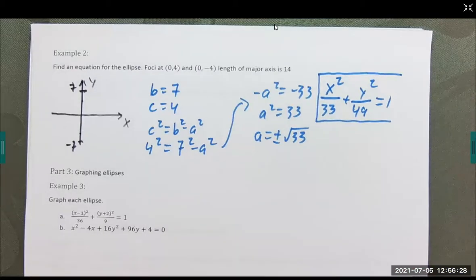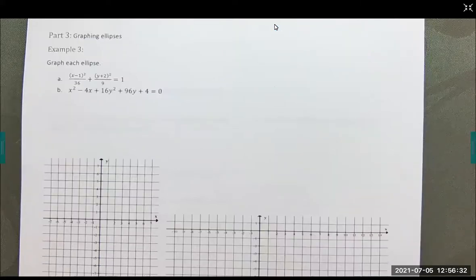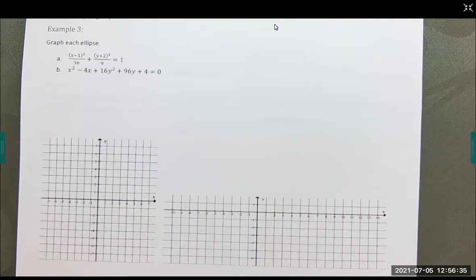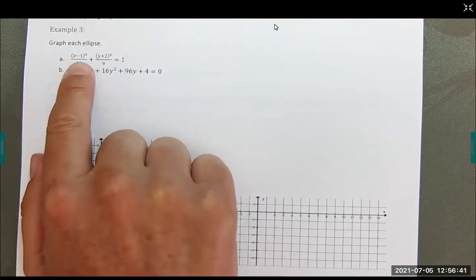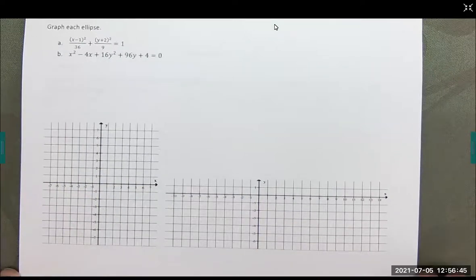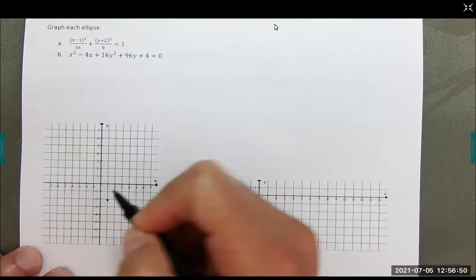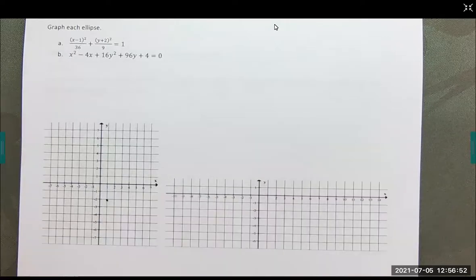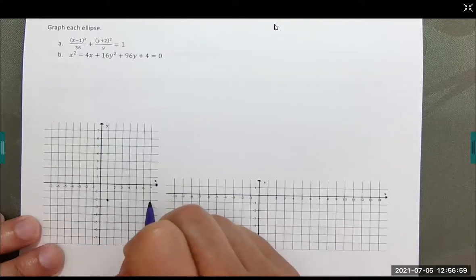All right. Next up, I have some ellipses. So for the first one, find the center. The center in this case is going to be, remember you change the sign, so that's +1, -2. So +1 and -2 is the center. And from there in the x direction, I'm going to go a distance of 6. Let's use purple for this one.